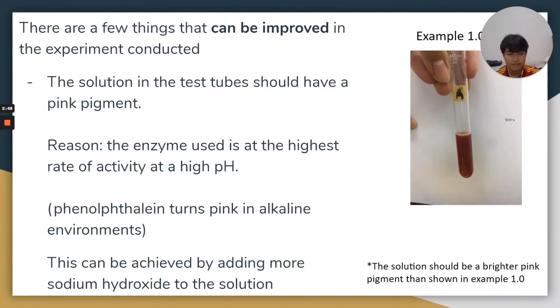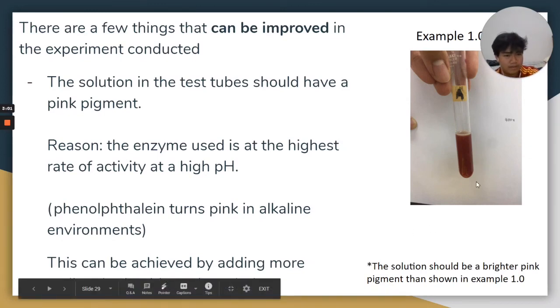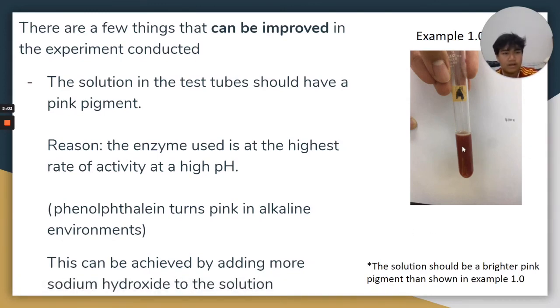Right. So there are a few things that can be improved in the experiment that we have conducted. So the solution in the test tube should have a really pink pigment, which we can't really see, as in example 1.0 here. The solution should be a brighter pink compared to this pigment here, which is too dark. So therefore, it's in a lower or less alkaline environment or solution, where it decreases the rate of reaction of the enzyme lipase here used as it thrives in a higher pH value, right?